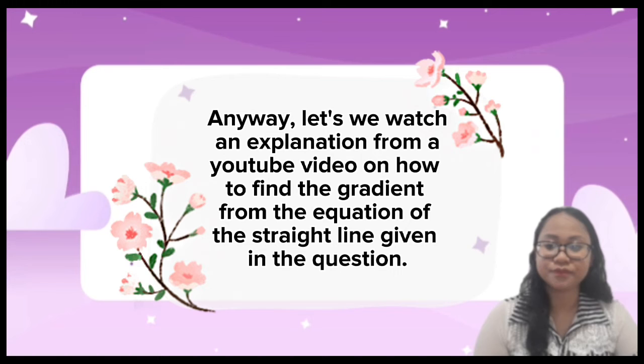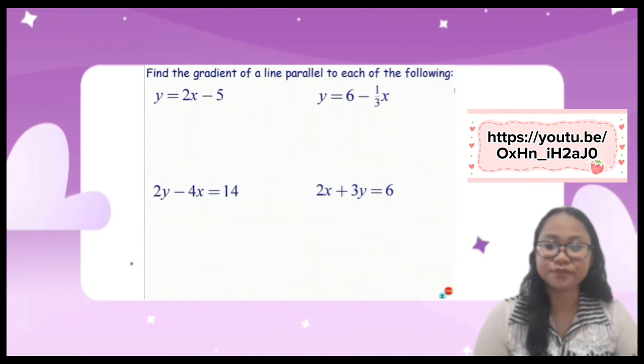Anyway, let's rewatch an explanation from a YouTube video on how to find the gradient from the equation of the straight line given in the question. Okay, so let's say we're given the equation of this line, and here you're being asked to find the gradient of a line parallel to it. Without even knowing where the line is, because you know that parallel lines have the same gradient, since the gradient of this line is 2, the gradient of a line parallel to it is also 2.